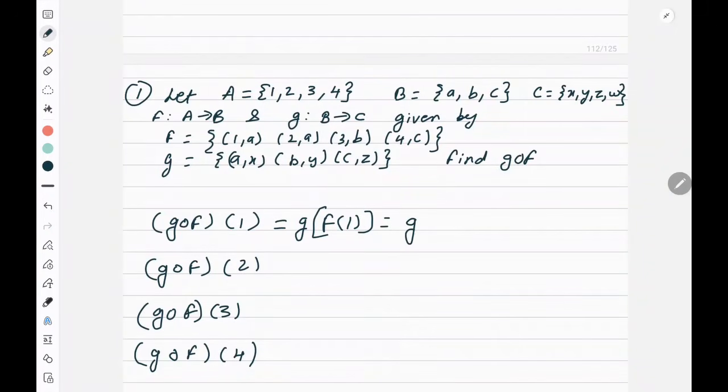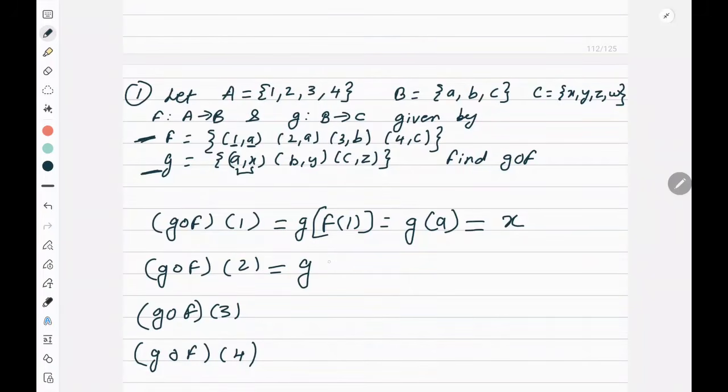So g of f of 1? I should go to the definition of f. Now look at what is the image of 1. Image of 1 is A. So it will come A. Now I need to find out g of A. So go to g. What is image of A? Image of A is x. So answer is x. Now go to the next one.